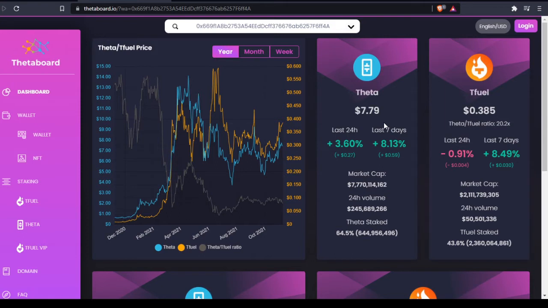Let us just break down the prices. Theta is sitting at the price of $7.79. In the last 24 hours, we see small movement of 3.60%. In the last 7 days, 8.13%.